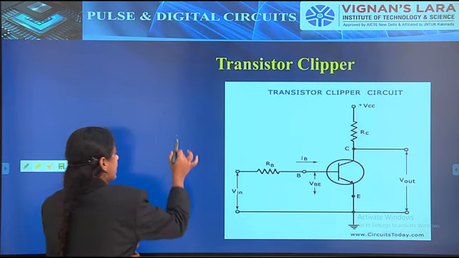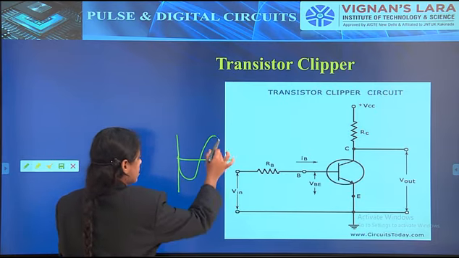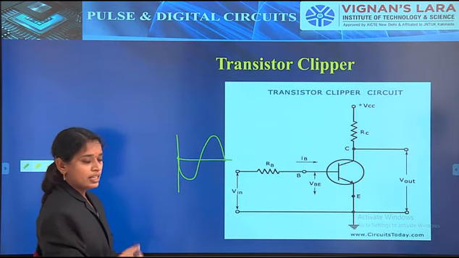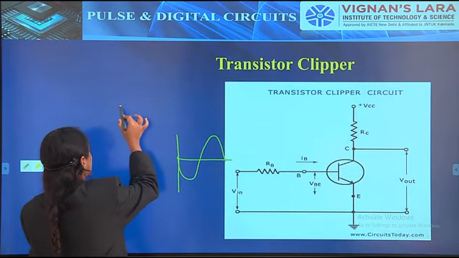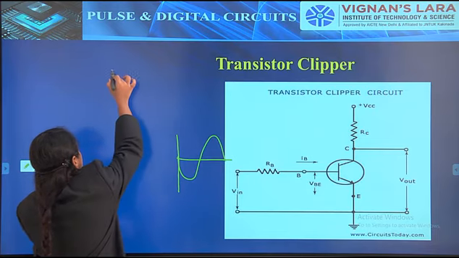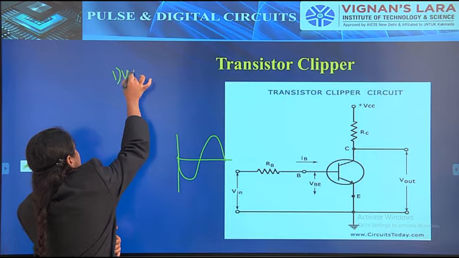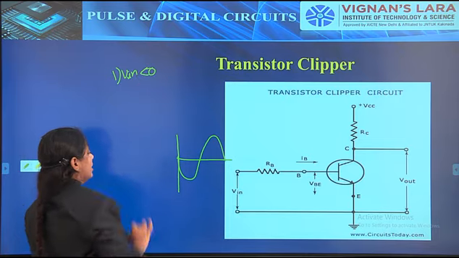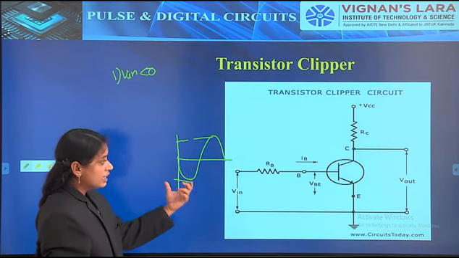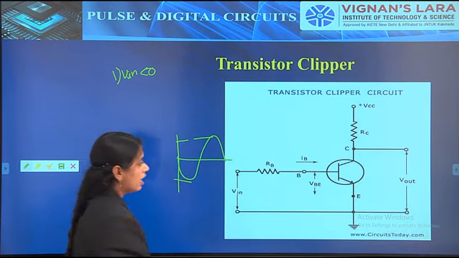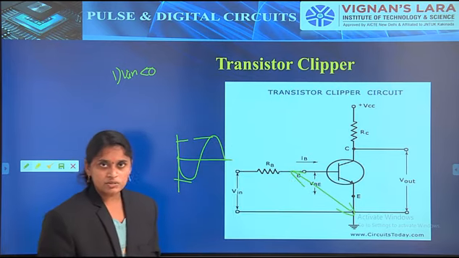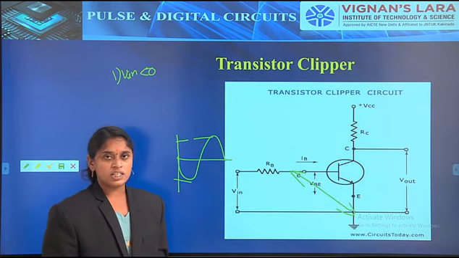First we take our input, which is a sinusoidal signal. When this sinusoidal signal passes through this condition, we have to observe what happens. First we apply V input less than 0, nothing but a negative signal. So this negative signal is applied to the base emitter junction.